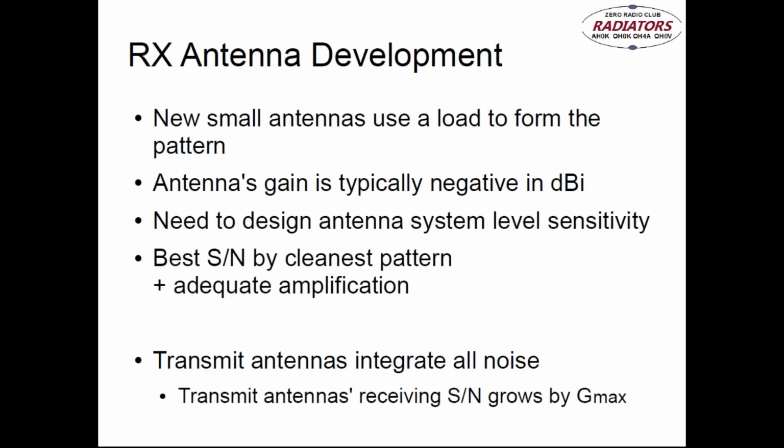What is typical about these new modern antennas, like the beverage, is that they have a negative gain in dBi, and they use a load like a resistor to form the pattern in one way or another. This brings us a need to design antenna system level sensitivity. We need to understand the QDH properties, and we need to understand the gain, the average gain, and how it all relates to directional patterns.